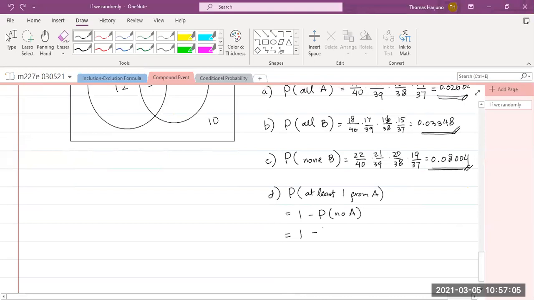So that will be 23 over 40 times 22 over 39 times 21 over 38 times 20 over 37. This is the probability of no A. Now 1 minus that will give us the probability of at least 1 from A. Let me compute that first.